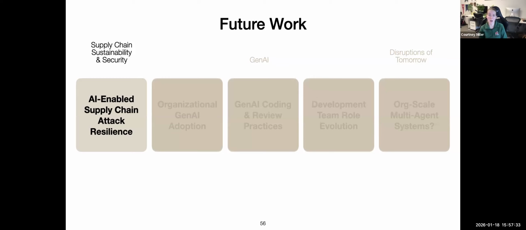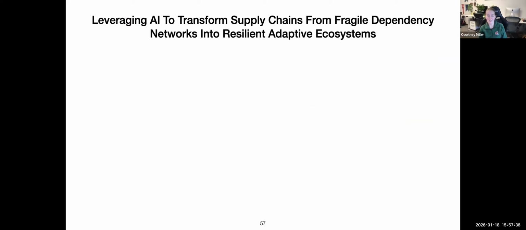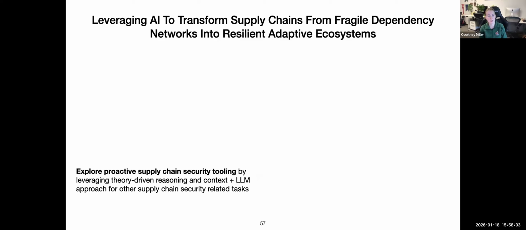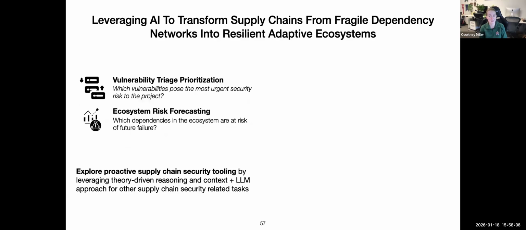Now, for the sake of time in this talk, I will focus on my first future work thrust, AI-enabled supply chain attack resilience. The exponential growth in supply chain attacks has been disruptive to software security in recent years, and my work will help develop AI-powered tools and strategies that enable proactive adaptation and resilience rather than reactive crisis management. For example, following the success of leveraging our theory-driven reasoning and context plus LLM approach to identify context-specific impactful abandonment, I will explore how we can leverage that same approach to create tooling for other supply chain security-related tasks like vulnerability triage prioritization, ecosystem risk forecasting, and dependency migration planning.